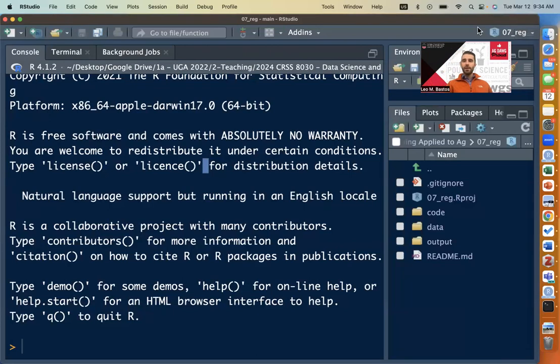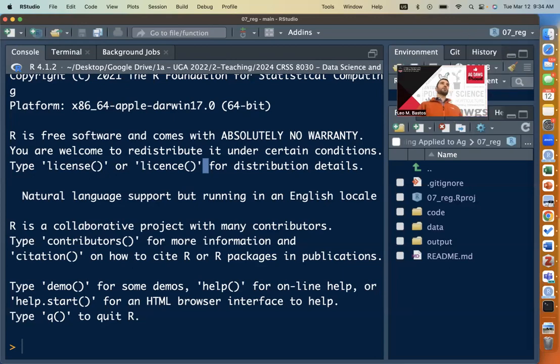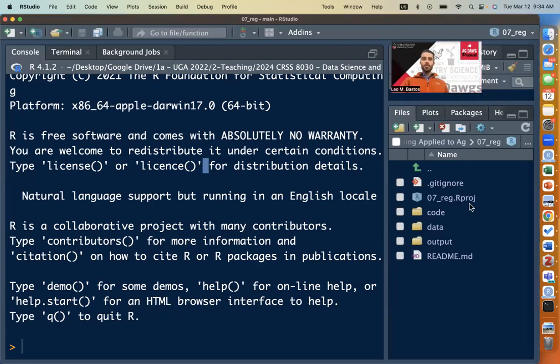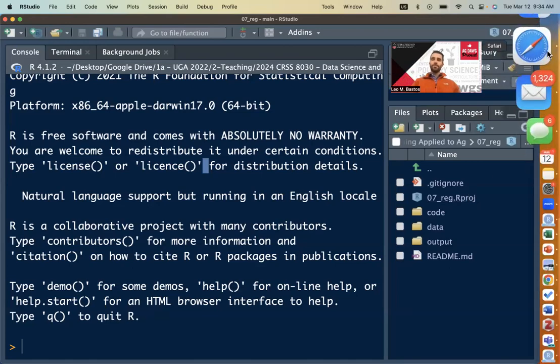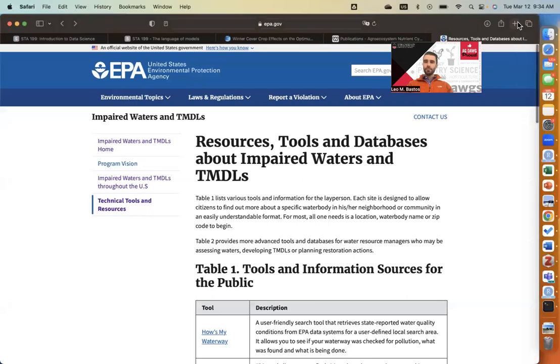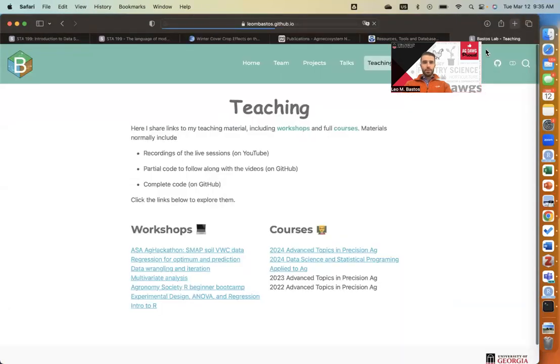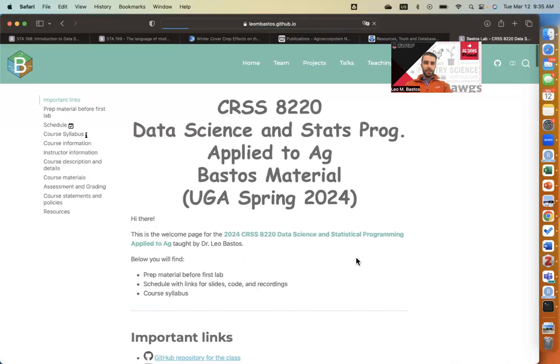All right, so for us to get started with today's exercise, you will have to start your setup for a new project. If you recall, you do start that on GitHub first. So I want you to go to your own GitHub repo and create a new repository called 07_reg for regression. That's going to be the first step. So please go ahead and do that.